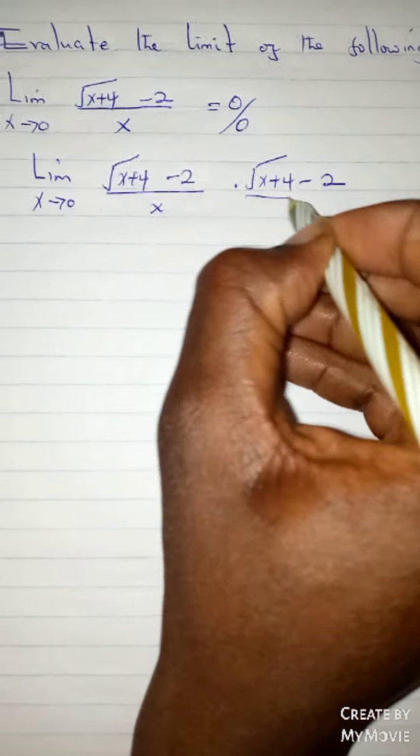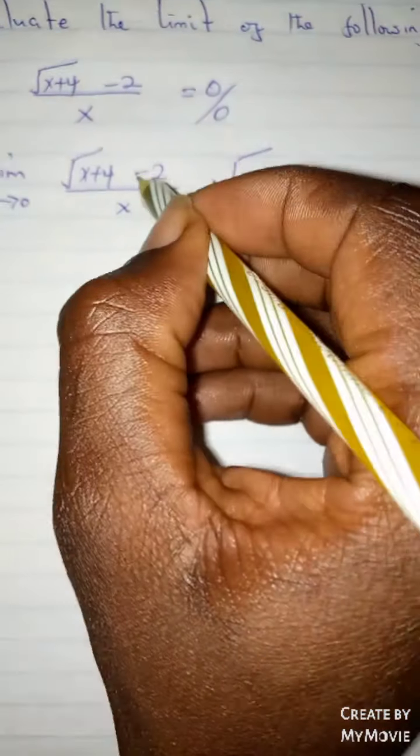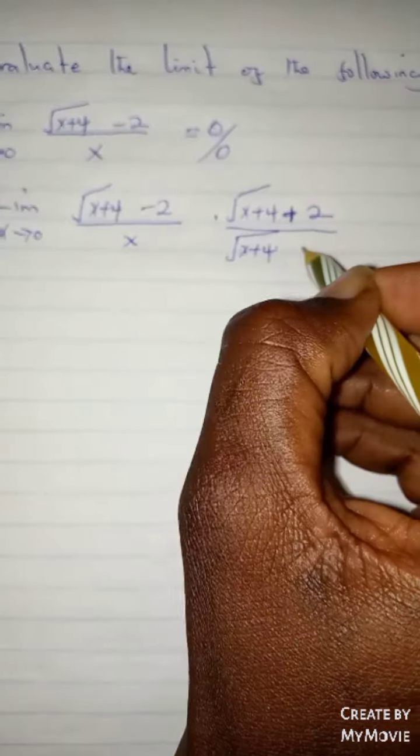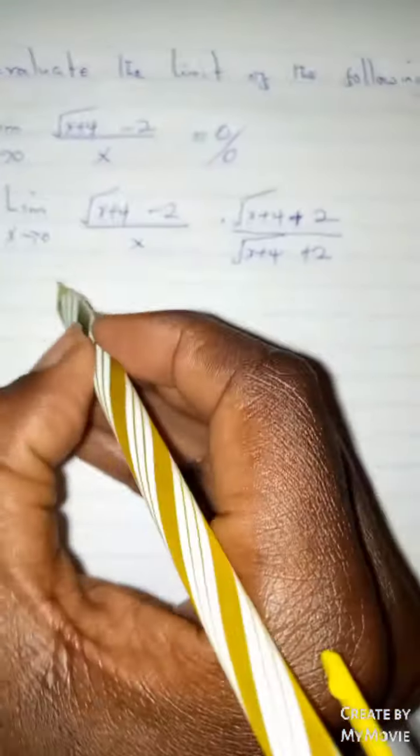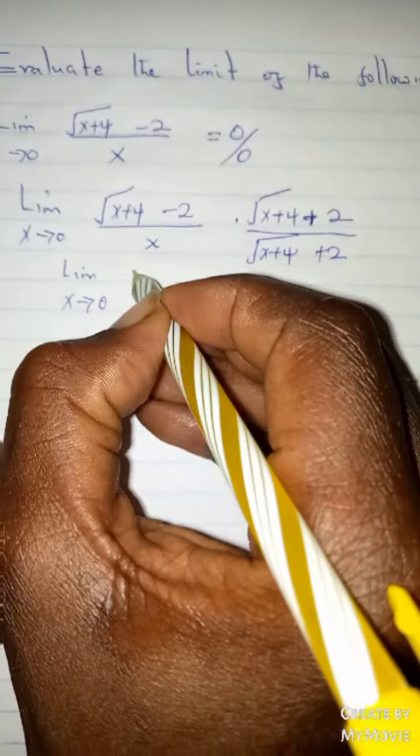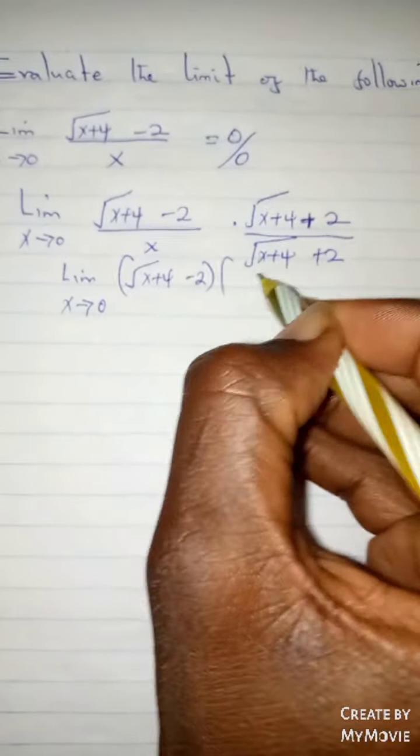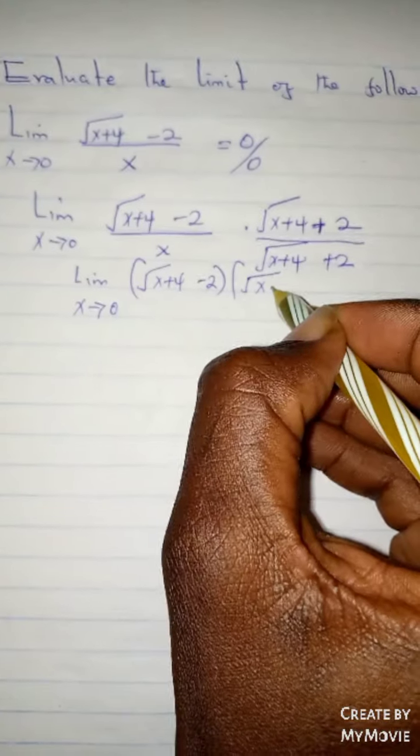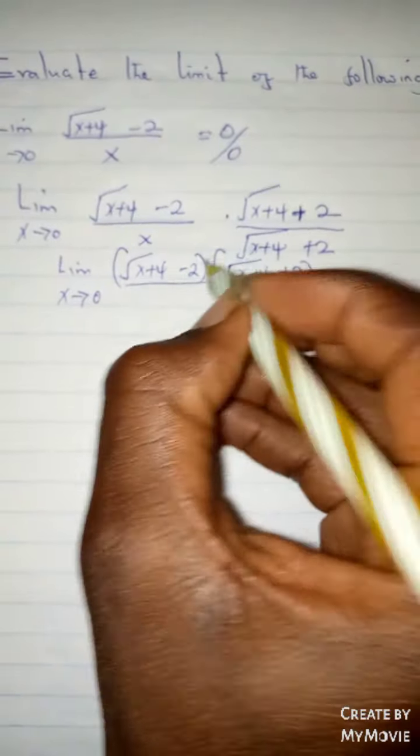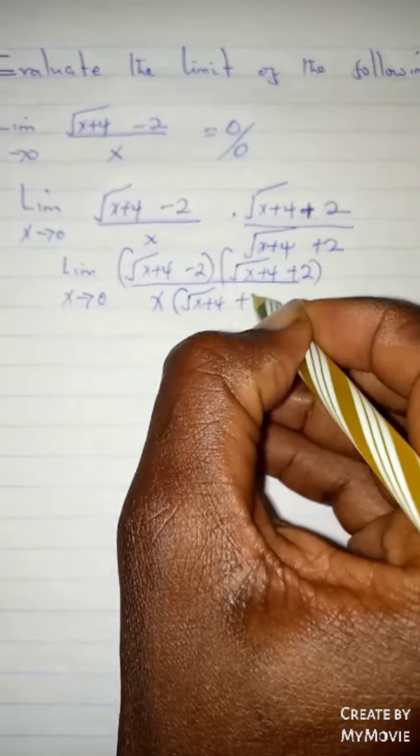When you multiply by the conjugate, remember you are negating the sign inside, so it becomes a positive: the root of x plus 4, then plus 2. Bringing it together, we have the root of x plus 4 minus 2, multiplied by the root of x plus 4 plus 2, over x multiplied by the root of x plus 4 plus 2.